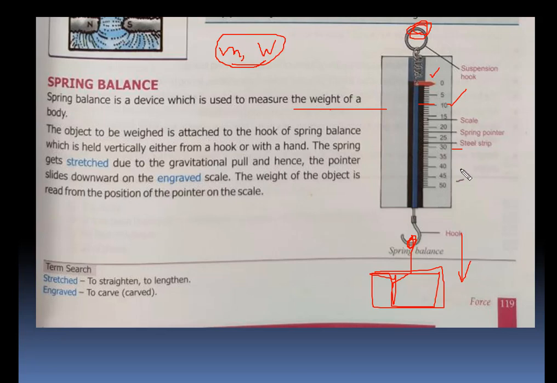So here this object is going to pull the spring in the downward direction. As the spring moves in the downward direction, this pointer will also move. Now it will show the exact value. The weight of the object is read from the position of the pointer on the scale. So with respect to the position of the pointer, its weight is measured. As I told you, if it shows 10, then 10 Newton, 30, then 30 Newton, 40, then 40 Newton, like that.